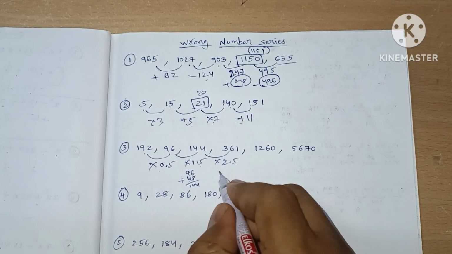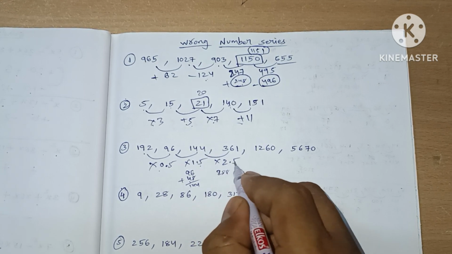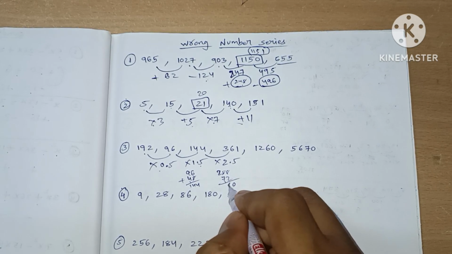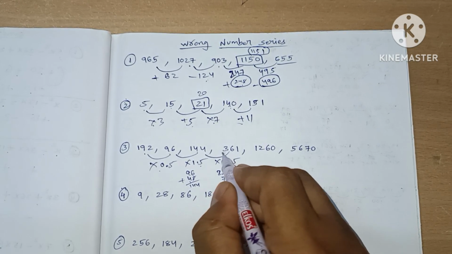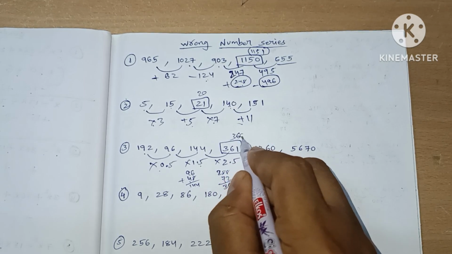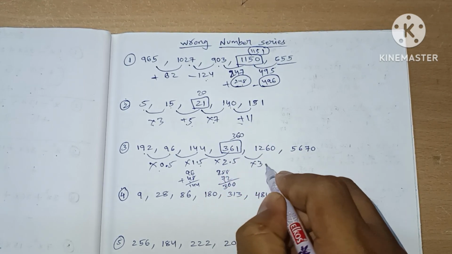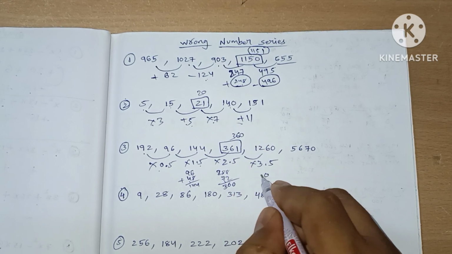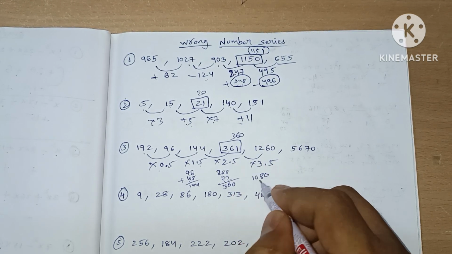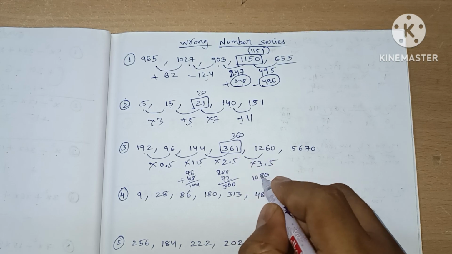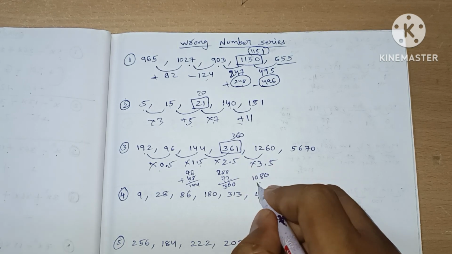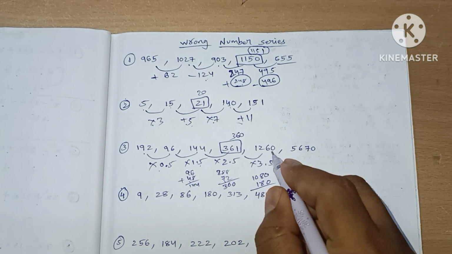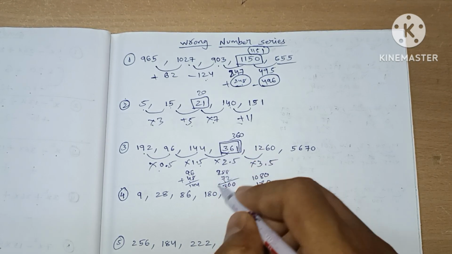144 2 times 288 and 0.5 times means 72. It will be 360. So it must be 360. 360 3.5 times. 360 3 times will be 1080 and half means 180. So we get 1260. So wrong number will be 361.